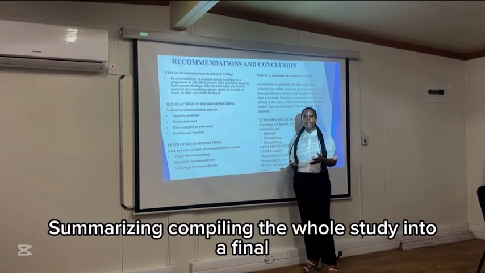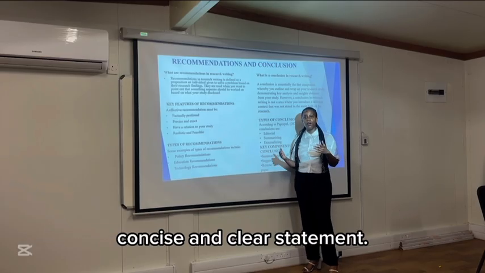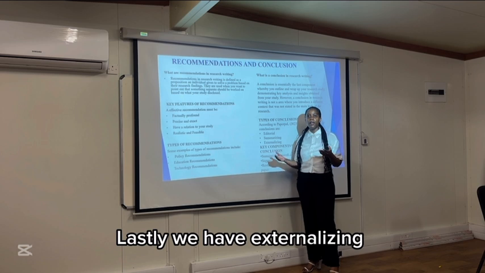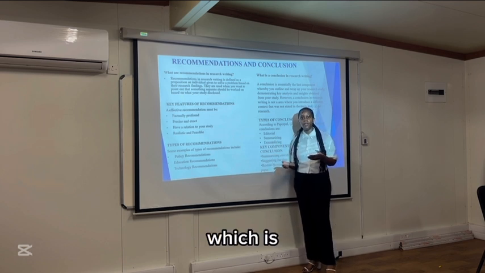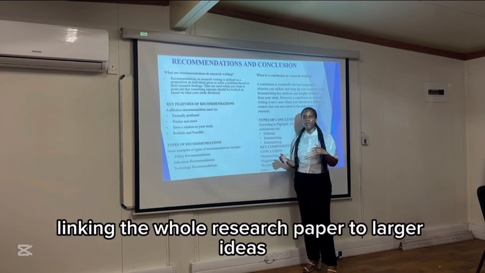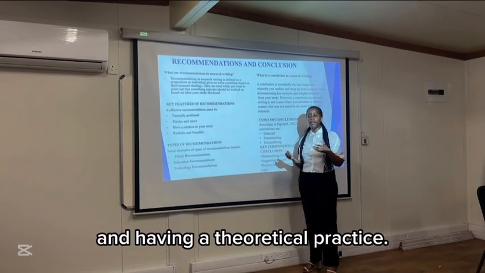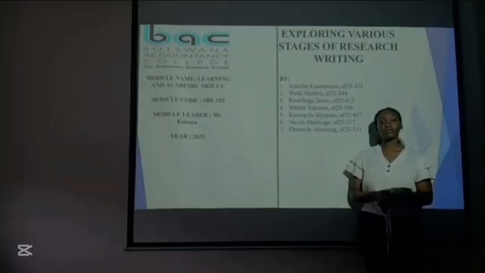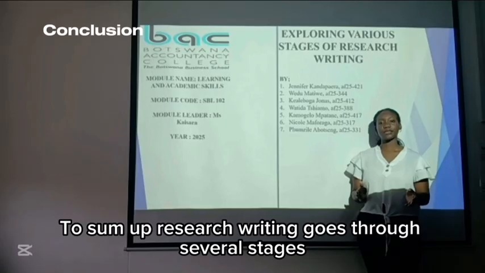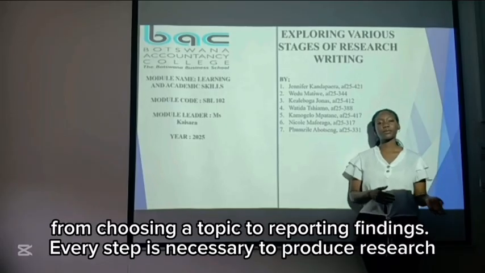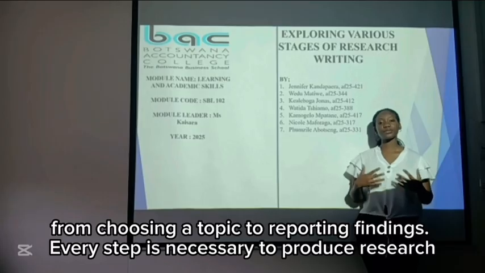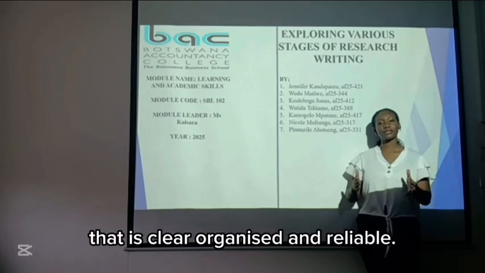Summarizing, compiling the whole study into a final, concise, and clear statement. Lastly, we have externalizing, which is linking the whole research paper to larger ideas and having a theoretical practice. To sum up, research writing goes through several stages from choosing a topic to reporting findings. Every step is necessary to produce research that is clear, organized, and reliable.